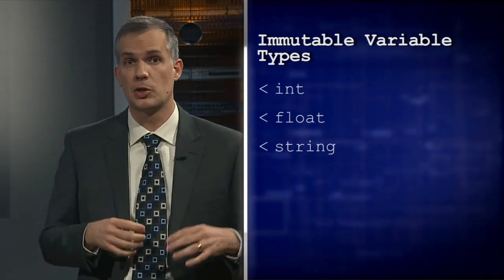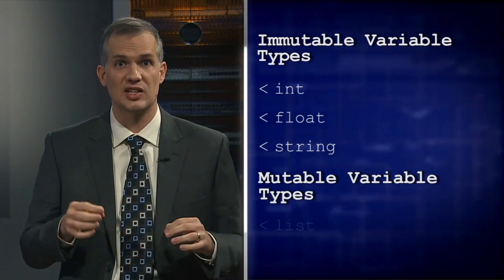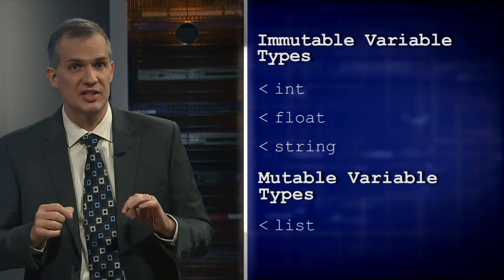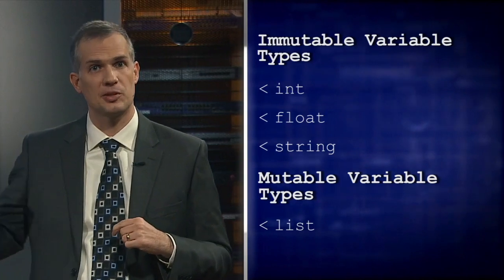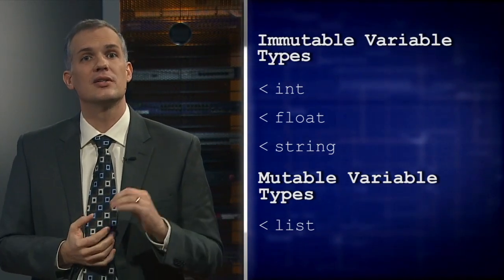However, there are also mutable data types, and one mutable data type we've already seen is a list. Because lists are mutable, when we pass them as a parameter, the value in the list can actually change. Let's see how this works.